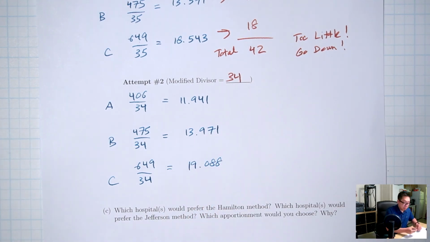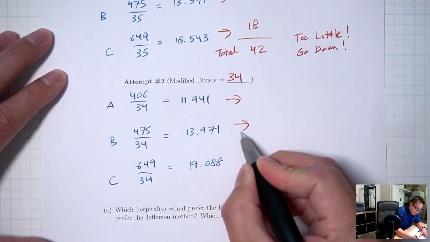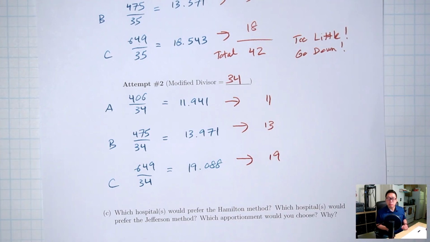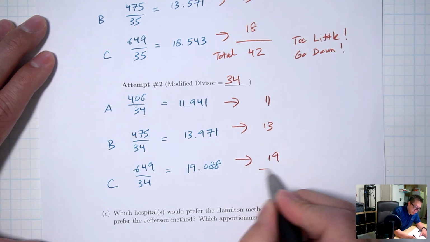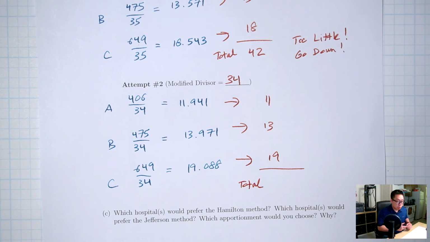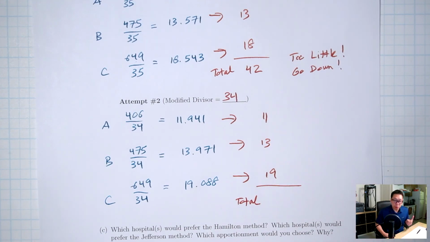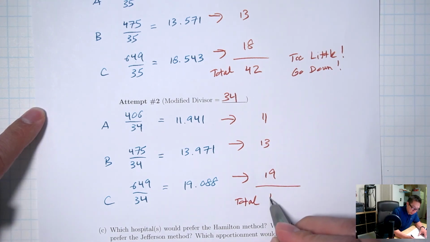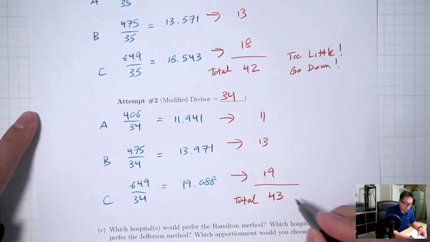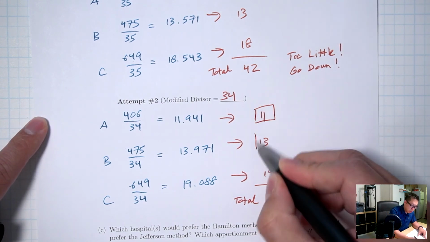Round down. That's going to be 11, 13, 19. Right? Basically, just ignore the decimal part. And then check your total again. Most likely, if you went the right direction, went up or down, if you chose the right direction, the second attempt should give you what you want. So 11 plus 13 plus 19 is 43. Which is exactly what I wanted. So that's the number of nurses that I have, and I used them all. So our final answer is 11, 13, 19.